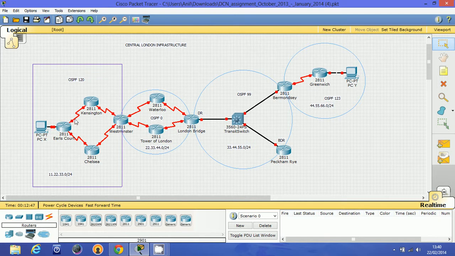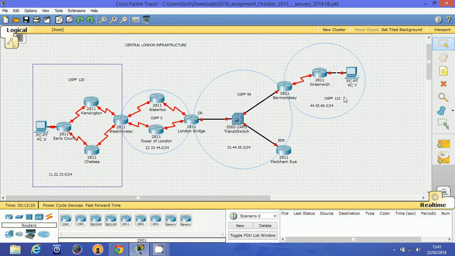But in this case, this area 120, OSPF 120, is directly connected with the core network. The core network is also called the backbone area or area 0. These two areas are directly and physically connected with area 0. But this area is not connected. So how does this area get central routing information then? It's not directly connected with area 0.